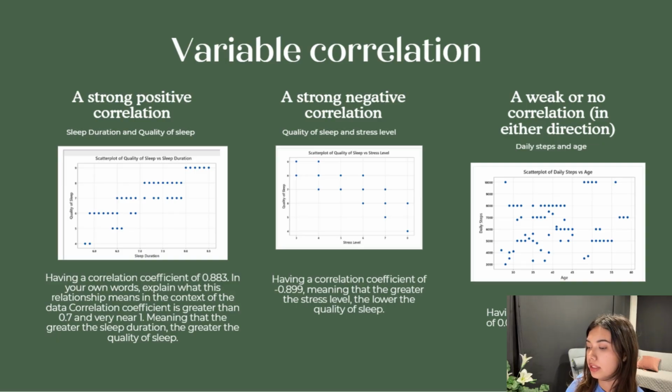which is sleep duration and quality of sleep, having a correlation coefficient of 0.883. This correlation coefficient is greater than 0.7 and is very near 1, which means that the greater the sleep duration, the greater the quality of sleep.